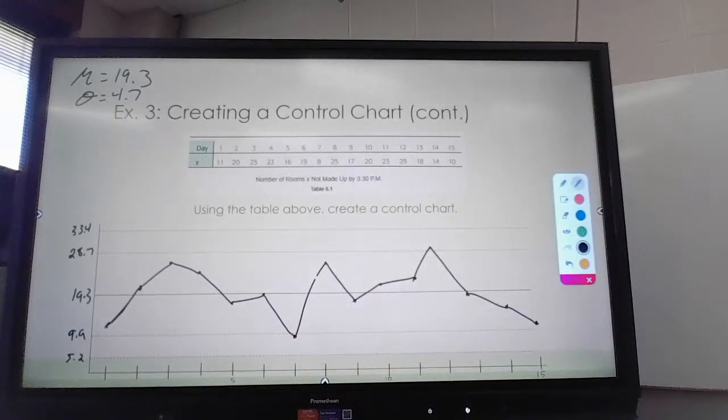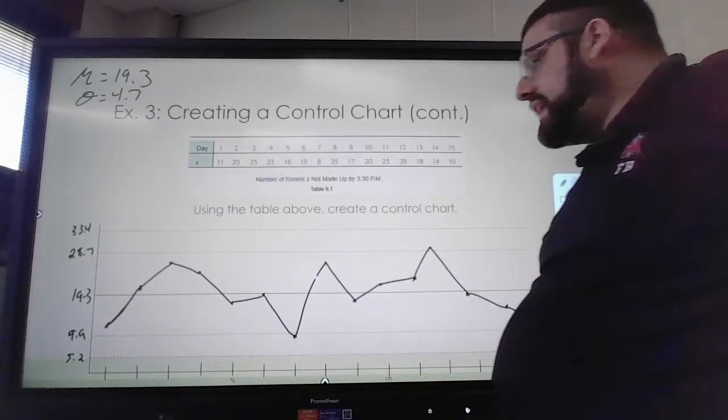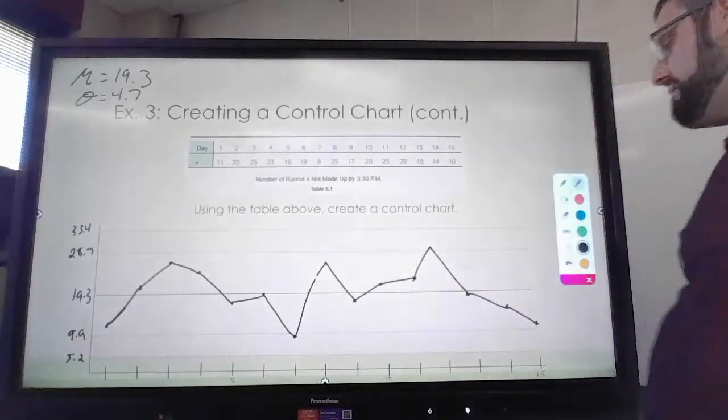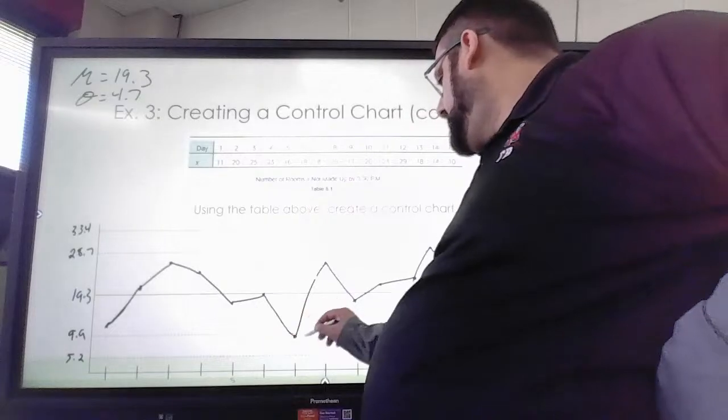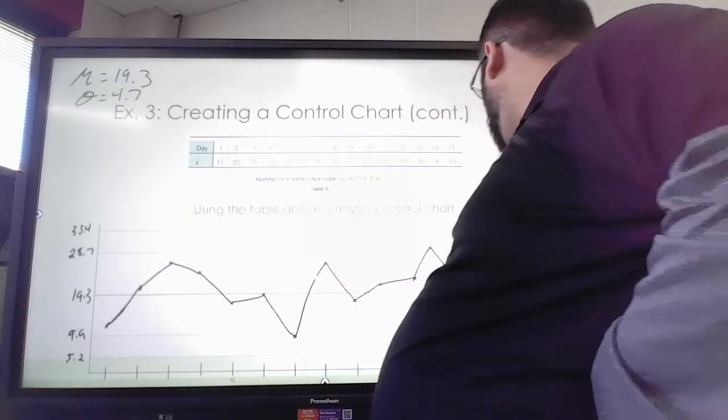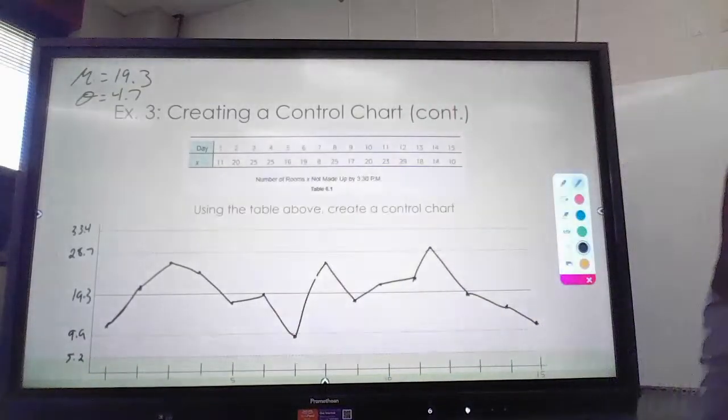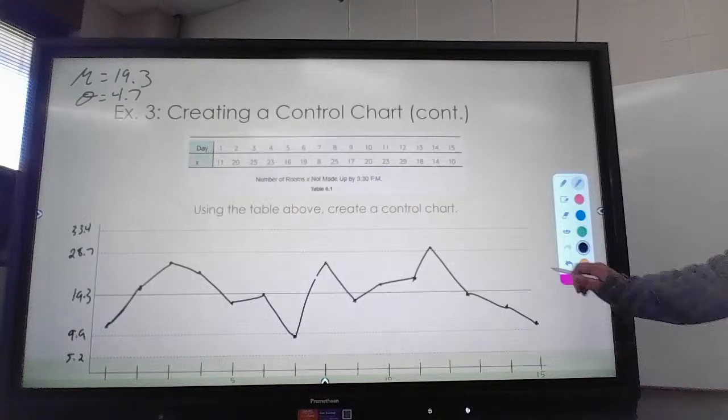Second signal is a run of 9 consecutive points on the same side of the mean. So I don't see that. I see 3 consecutive here, 3 consecutive here, 3 consecutive here. So I don't see 9 consecutive above or below the mean. So it passes the second signal.